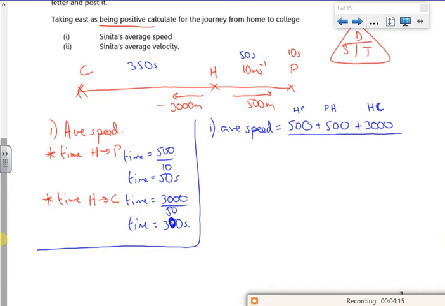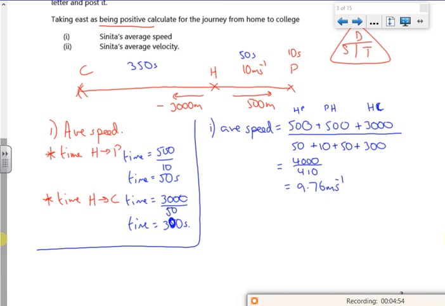Right, so time from house to post box is 50 seconds. Stand there for 10 seconds and post it. Then time from post box back past the house is 50. And then from the house to college is 300, not 350. So if you work that out, it's going to be what? 4,000 over 410, which is 9.76 metres per second.